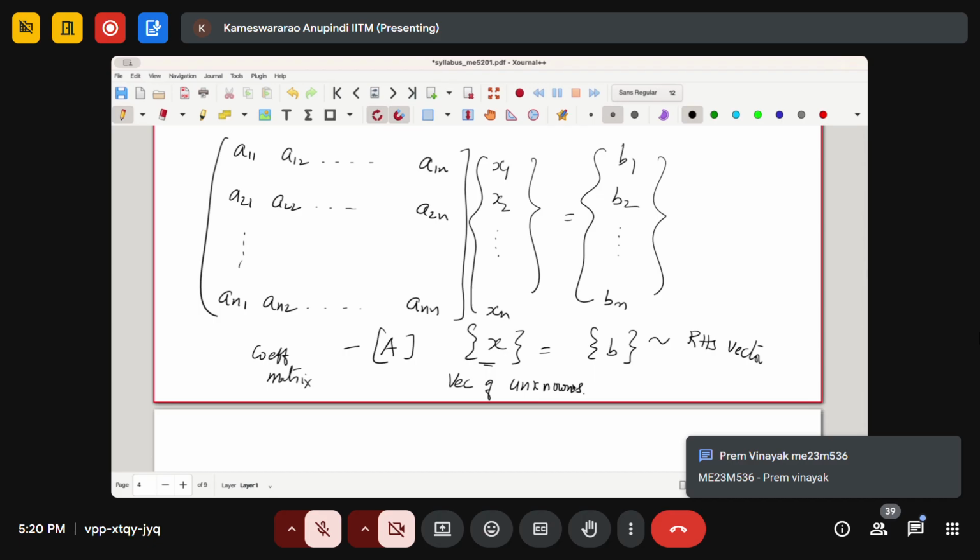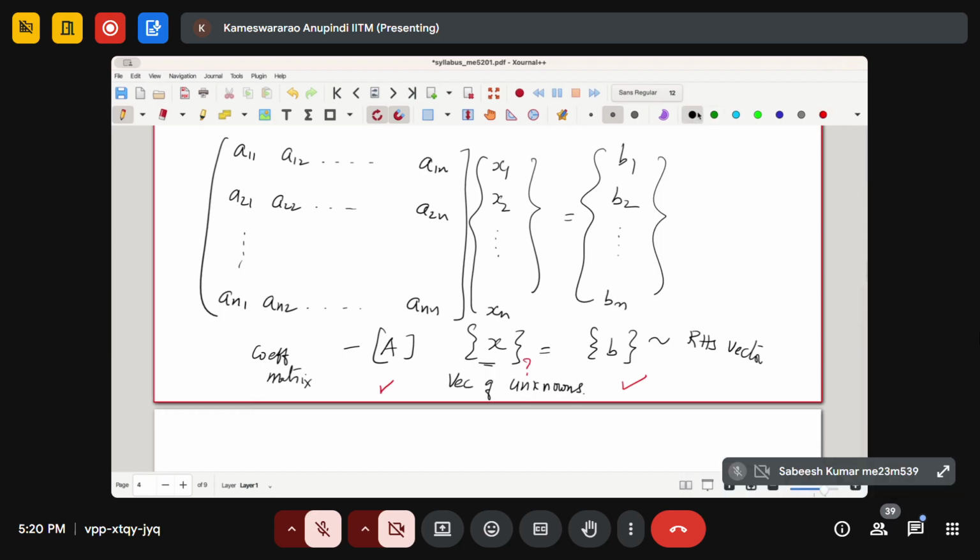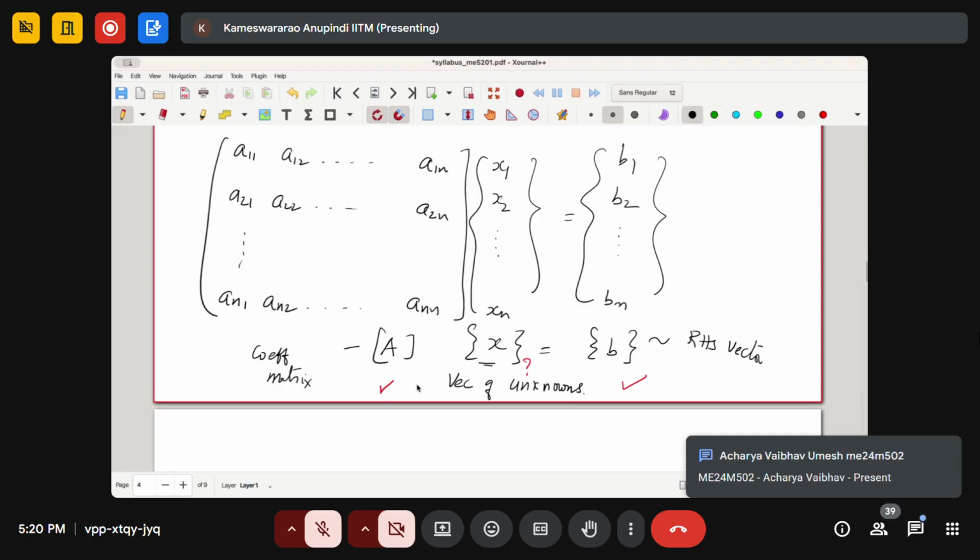Now we have to calculate, for a given A and a given right hand side, what x is. That is the question. This is how we can pose a problem or system of linear equations.